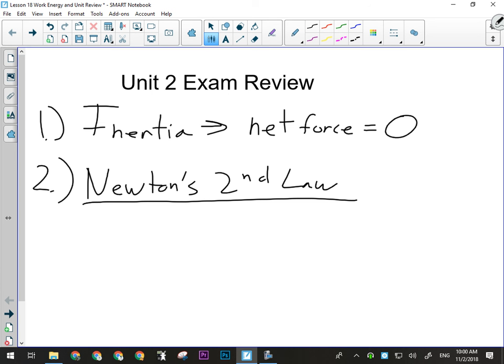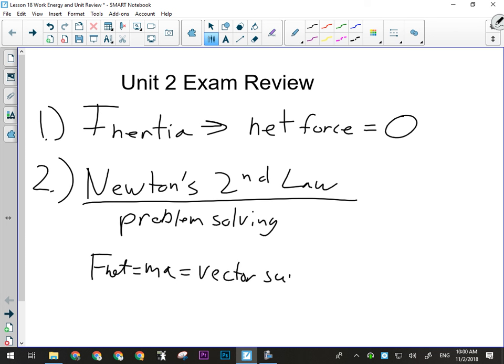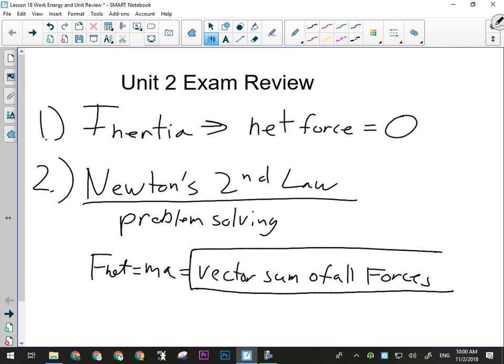So make sure you're going through the worksheets. Look at your Newton assignment when I give it back to you on Monday, stuff like that. Expect to see similar things to what you saw on those sheets. A lot of this is going to have to do with problem solving. We have to remember that net force is mass times acceleration, and it is also the vector sum of all forces. And that is probably the trickier part of it.